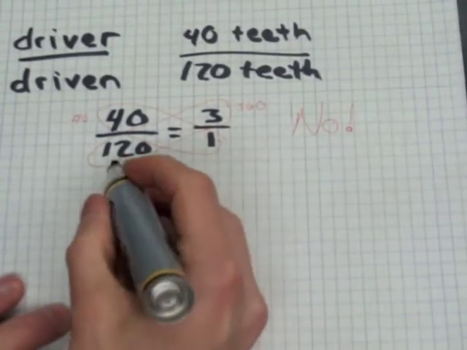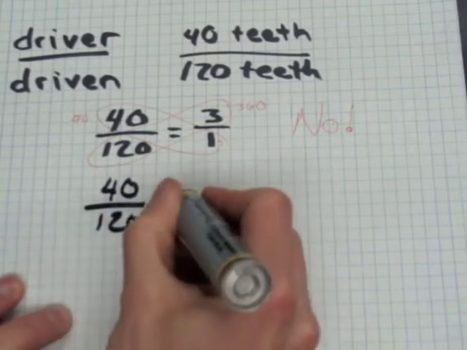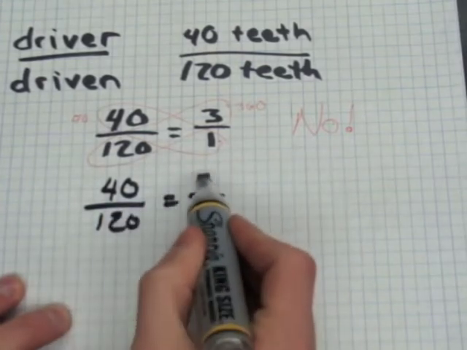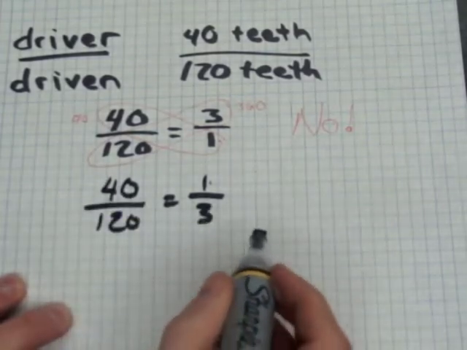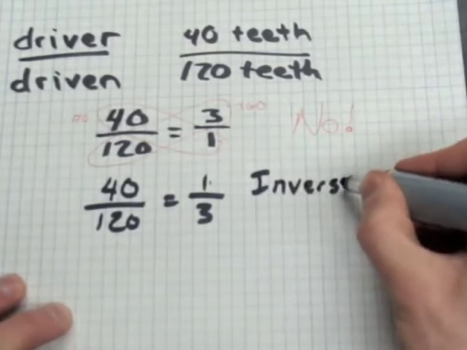Instead, with gears, when you make your proportion, you must match them up diagonally. When you cross multiply now, it will work because gears are inversely proportional.